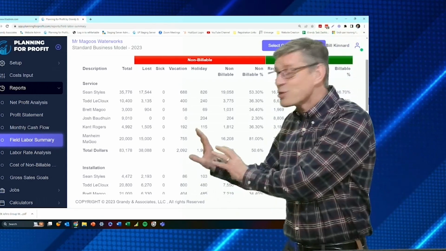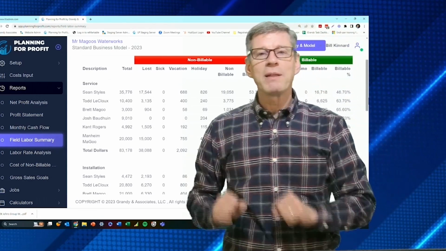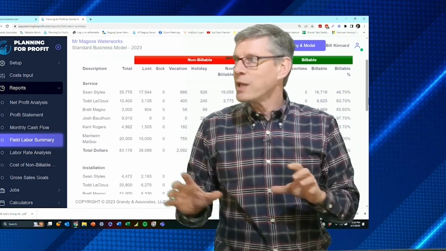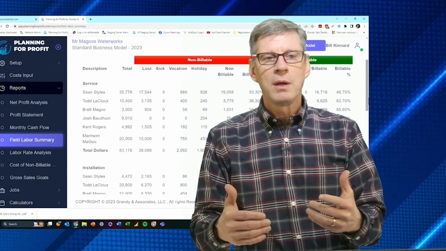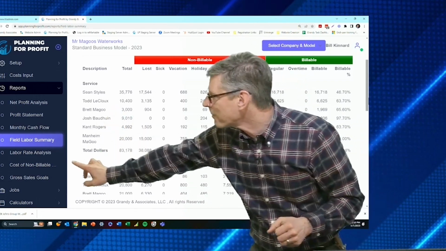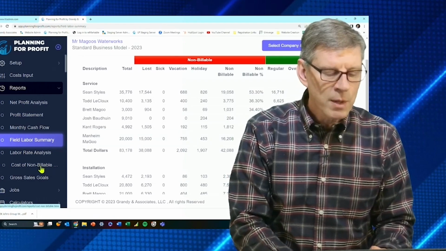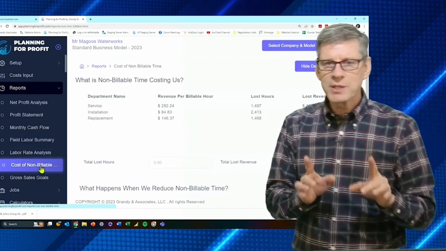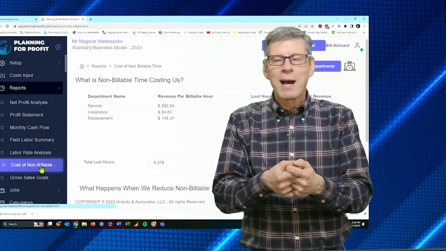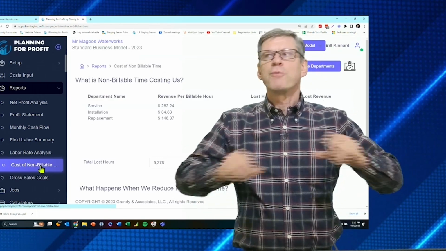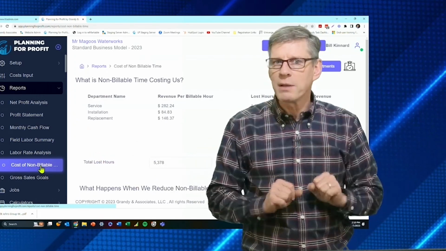Well, that's just the wages portion. What I would ask you is if they were engaged in billing activities, if they were actually in the field doing work, how much more would you have billed out? And we can see that by looking at the cost of non-billable time report that we've got in here as well. So as we look at this, your cost of non-billable time, in other words, what is your revenue per billable hour? How much revenue are you bringing in for all hours that you're billing throughout the year? Not working, but billing, right?